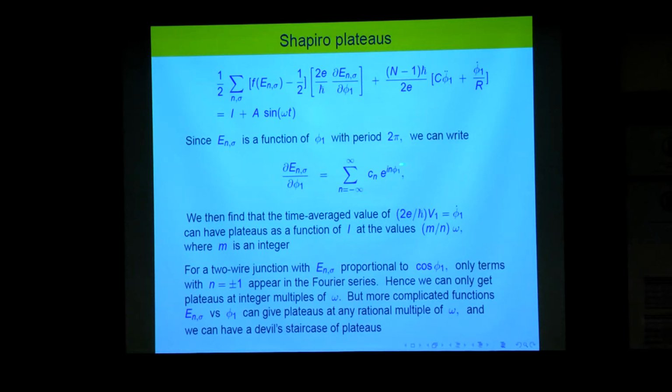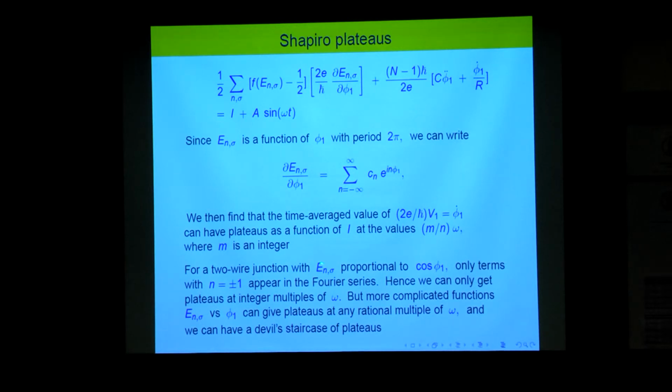Now this energy is a function of the phases, and so it will have a Fourier transform, a Fourier series, because it's a periodic function with period 2 pi. And then you discover that if you look at the time average value of this V1, it will have plateaus as a function of I at rational multiples of omega, m by n, where m is any integer and n corresponds to this coefficient. So the plateau will have a width proportional to Cn.